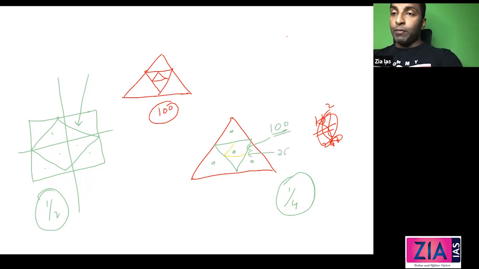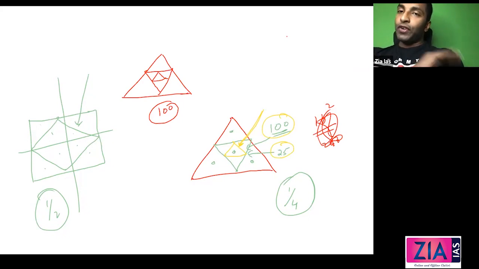Similarly, if I join the midpoints here, can you tell me what will be the area of the smaller yellow color one? What will be the area of this yellow color one? 25 by 4. Okay, Ujjwal, what is 25 by 4? It's actually 6.25. So here 100, 25, 100 by 4, 25 by 4, like that it will go.